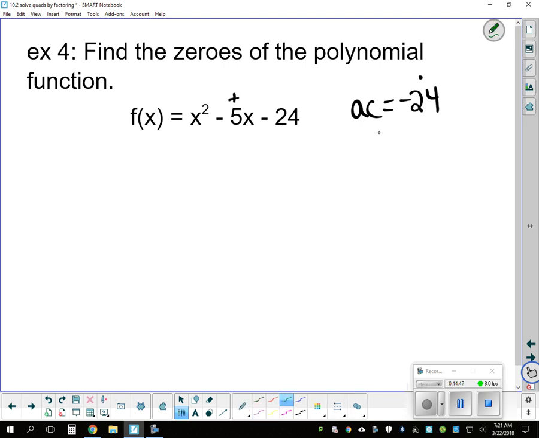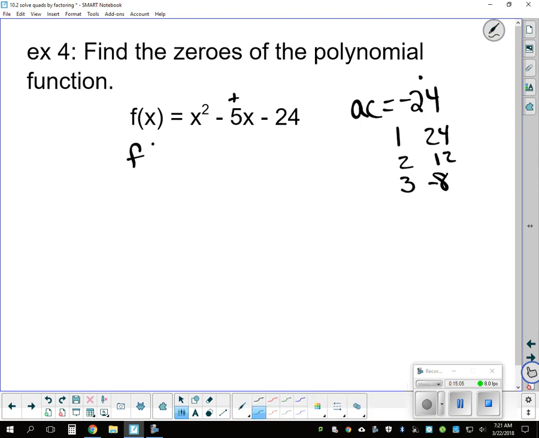I'm not sure. Let's see. Do 1 and 24 work? No. 2 and 12? No. 3 and 8? Oh, maybe if I subtracted them. How would I need to subtract them? I'd need my 8 to be a negative and my 3 to be a positive to get the -5.